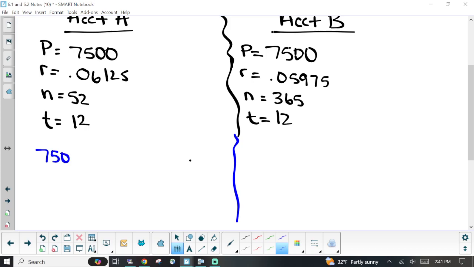So plugging it into my formula, my principal times 1 plus my interest rate, 0.06125, divided by my n, and then our exponent is always n times t, which is 52 times 12. Is it like 640? Someone check it, do 52 times 12 in the calculator. 52 times 12? It was 624. So n times t, 52 times 12, is 624.